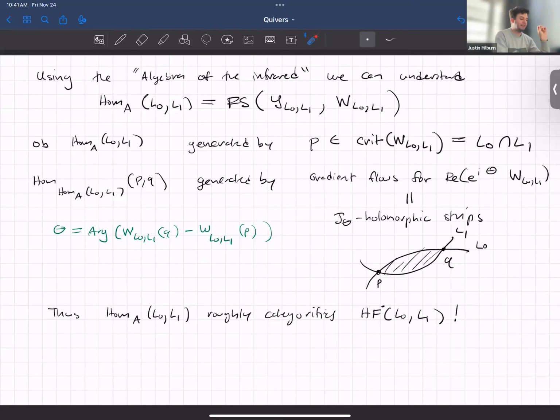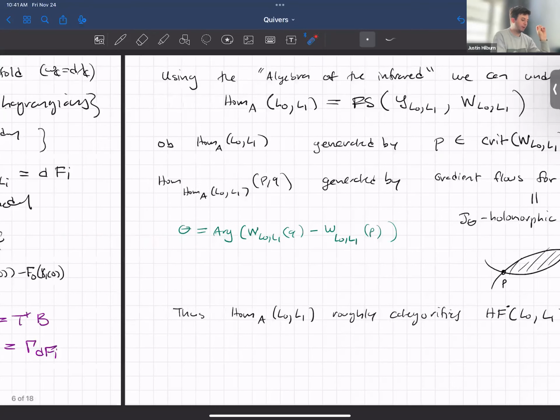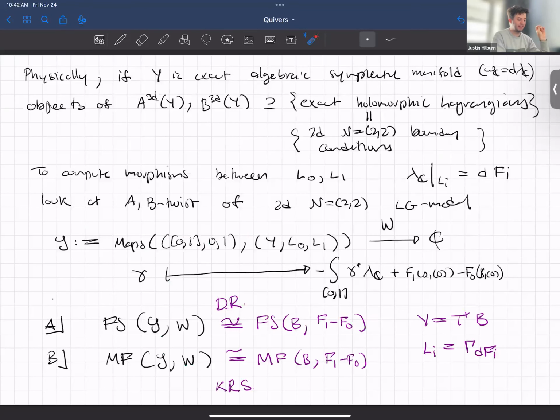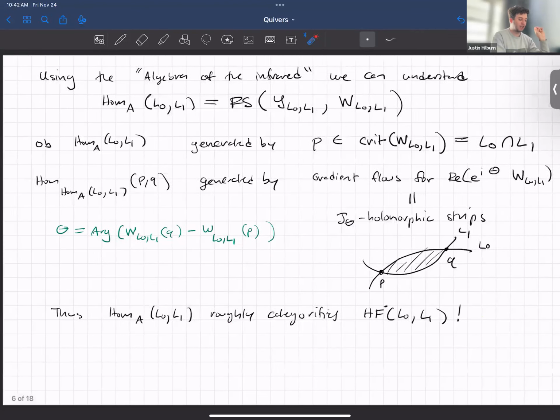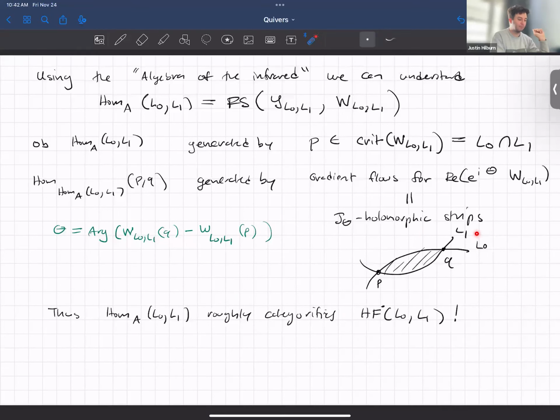And if you reinterpret these things in terms of this particular action functional, you find that they're actually J theta holomorphic strips connecting these two critical points, with boundaries along the Lagrangian.